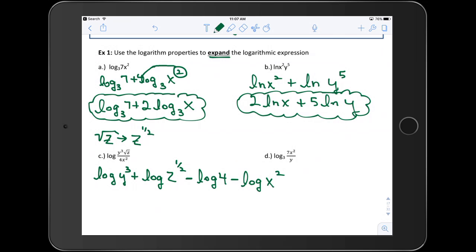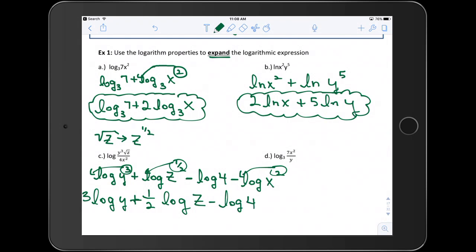Now, of course, like I said, you want it all on one line, and you can't have exponents, so let's get those exponents out front. So I'm taking this and pulling it up front, same there, and same there. So we have log, oh, I forgot my 3. 3 log y plus 1/2, my handwriting's getting worse here, log z minus log 4 minus, oh, I'm sorry, you guys, 2 log x. And that is your final answer.